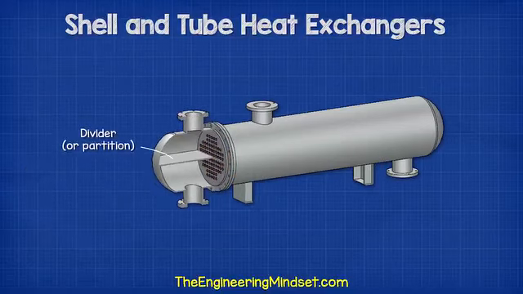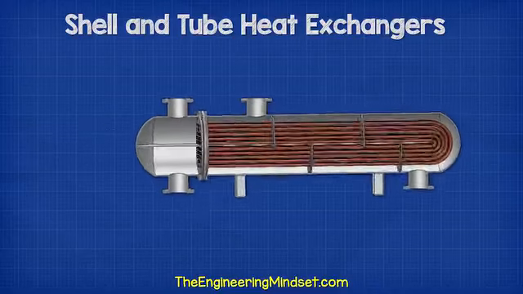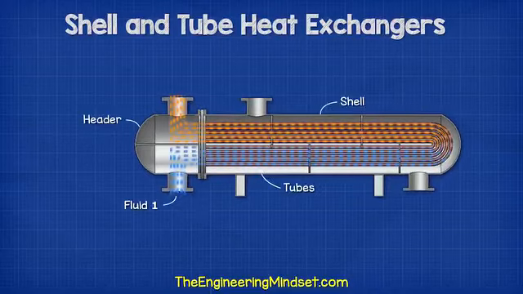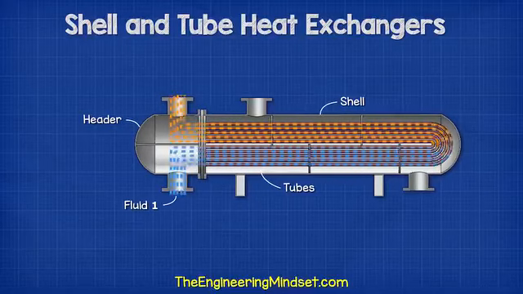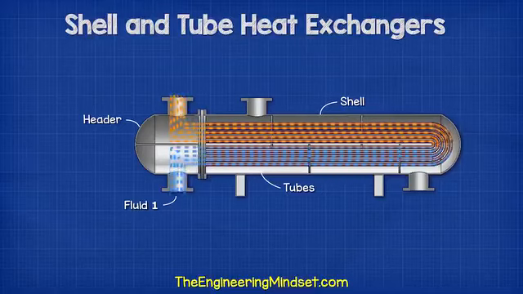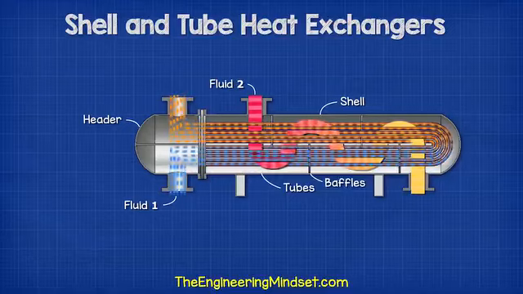Inside the header is a sheet of metal known as the divider, or the partition. This separates the tube ends, enabling the fluid to flow into and then out of the heat exchanger tubes. Fluid 1 will flow through the header, into and around the tubes, then back to the header. Fluid 2 will enter the shell and surround the outside of the tubes.